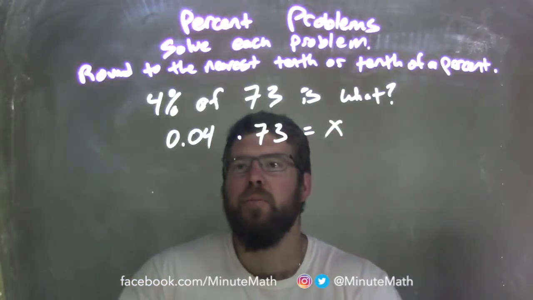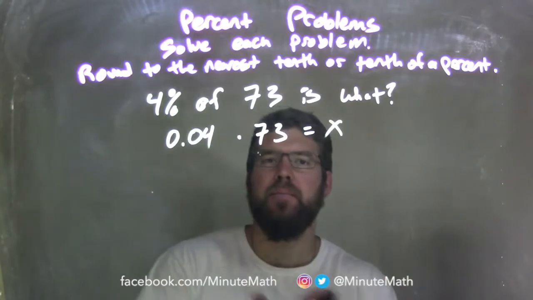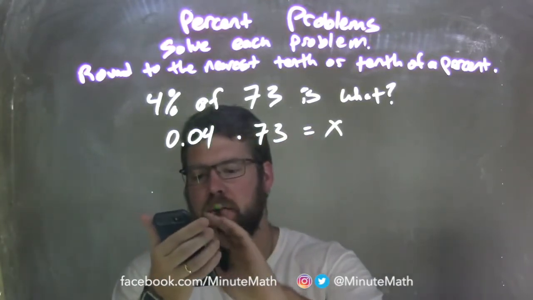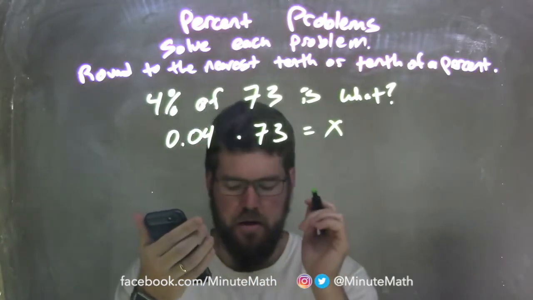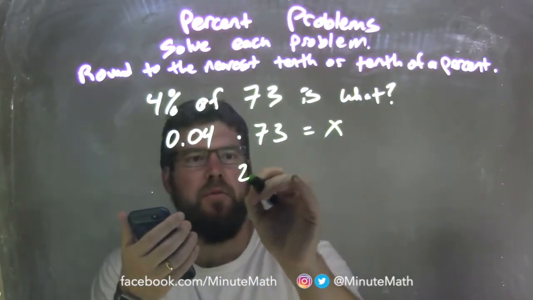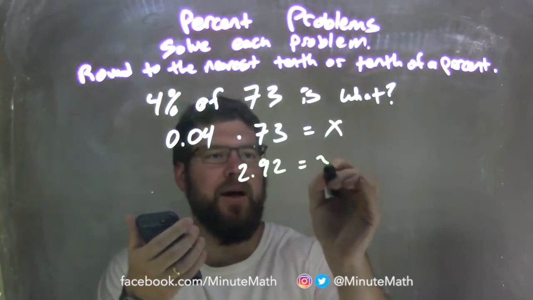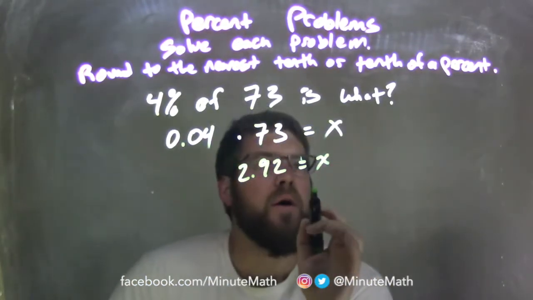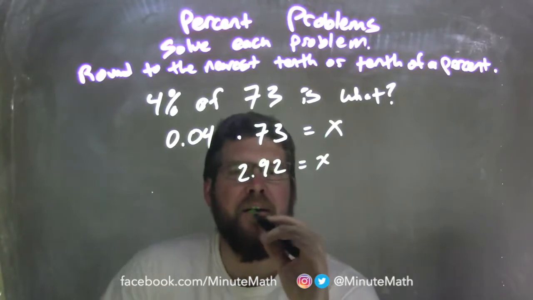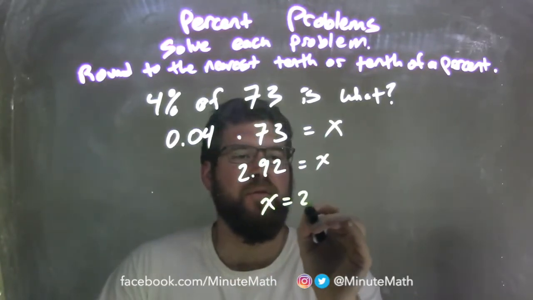So let's solve that. What's 0.04 times 73? Well, this is my calculator here. 0.04 times 73 comes out to be 2.92. So 2.92 is equal to x. Okay, right there. Let's go write it, x coming first. So we have x is equal to 2.92.